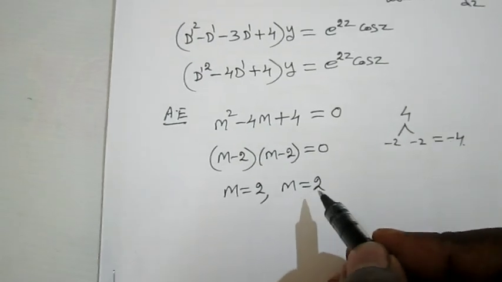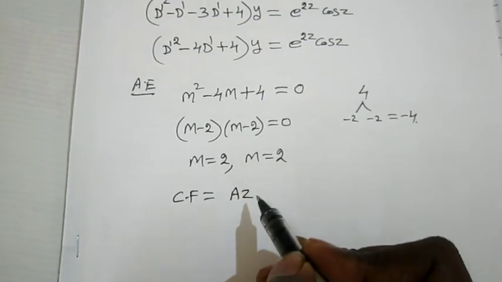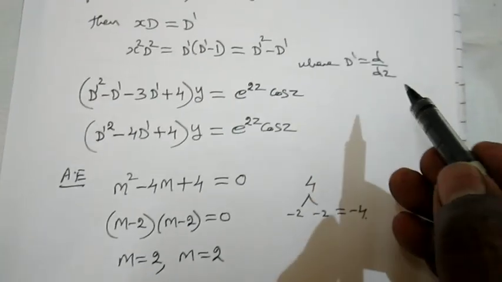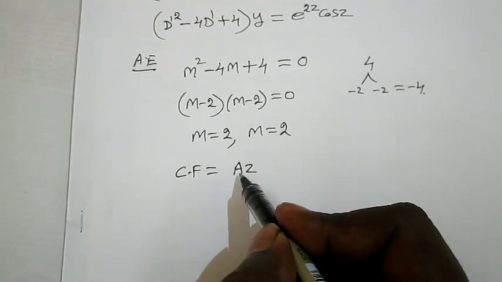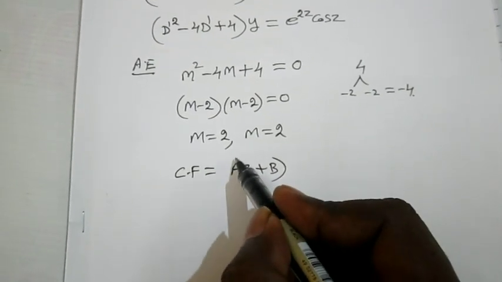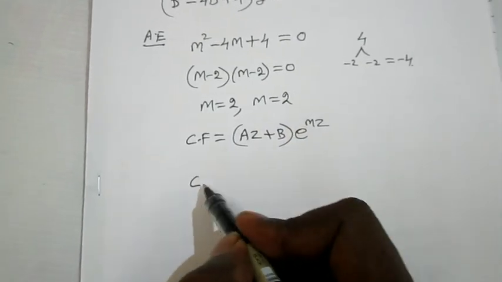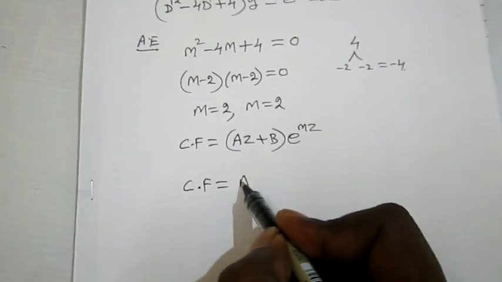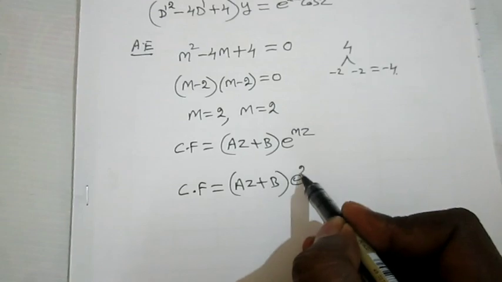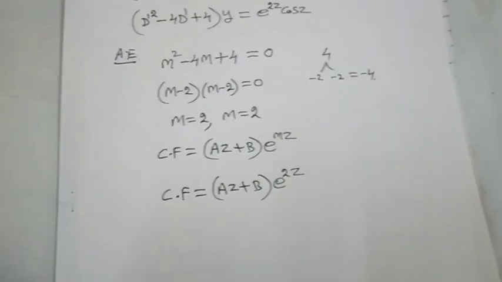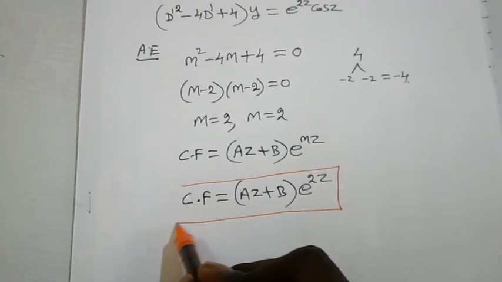Both are equal roots. For equal roots, the complementary function is (Ax + B) e^(mx). Instead of x you have to write z, because we converted everything in terms of z. So (Az + B) e^(mz), this is the formula. Here the m value is 2, so the complementary function is (Az + B) e^(2z). So this is the complementary function.